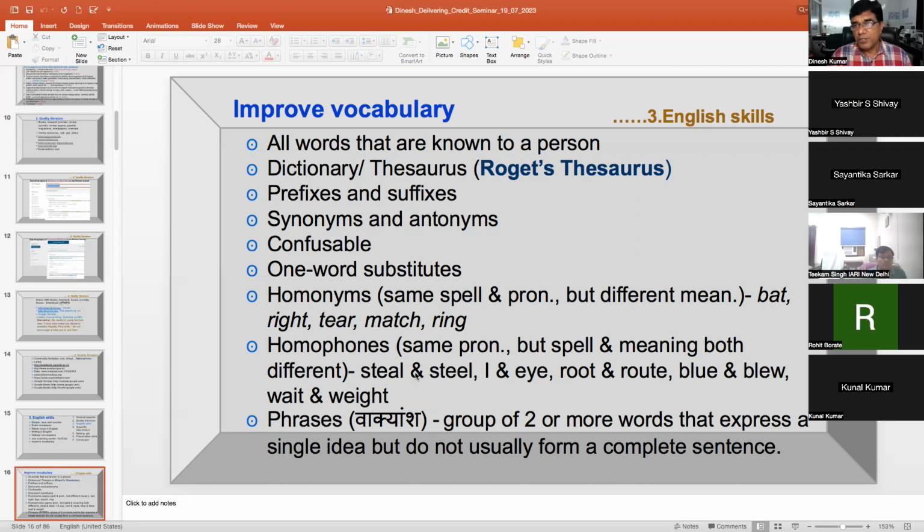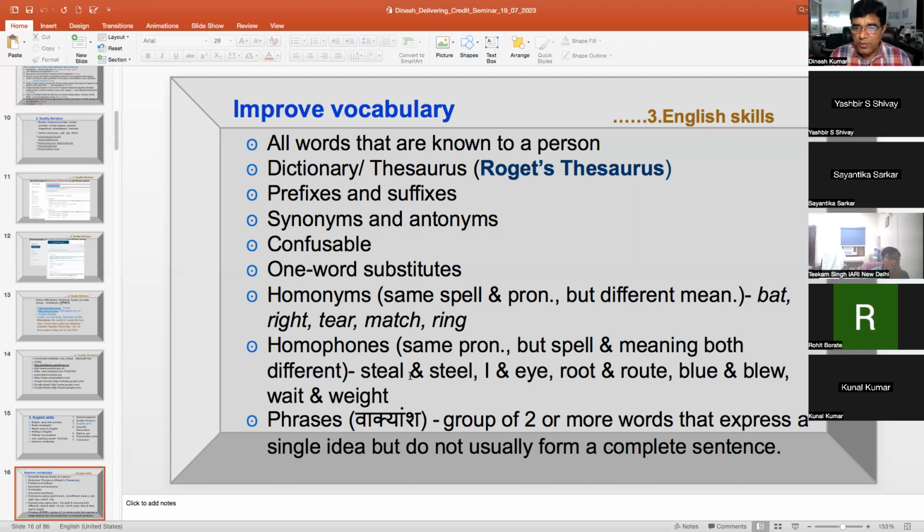Similarly, suffixes, synonyms, antonyms, confusable words, one word substitutes, and homonyms are also there. Homonyms means spelling is the same, pronunciation is also the same, but meaning can be different, like bat. Bat can be your cricket bat, and bat can be an animal, a flying animal. Similarly, there can be tear. Tear can be to tear something, and your tears in eyes. So the word is the same, but one word can have 2, 3, 4 meanings in English. So we should know the proper use of these words also.